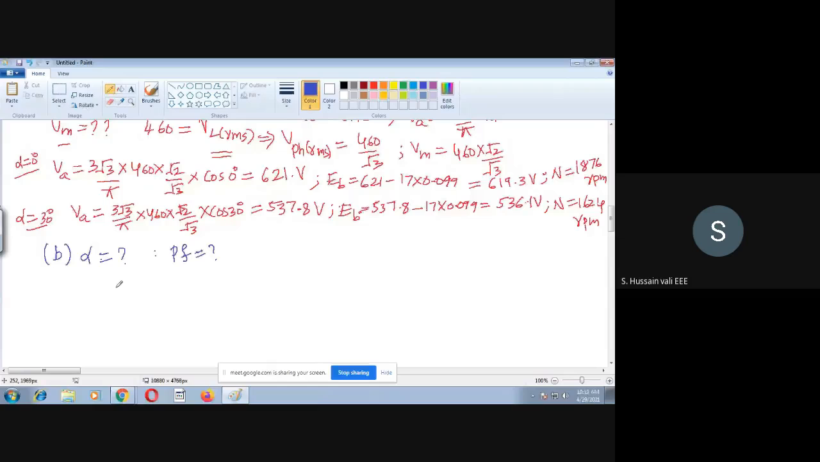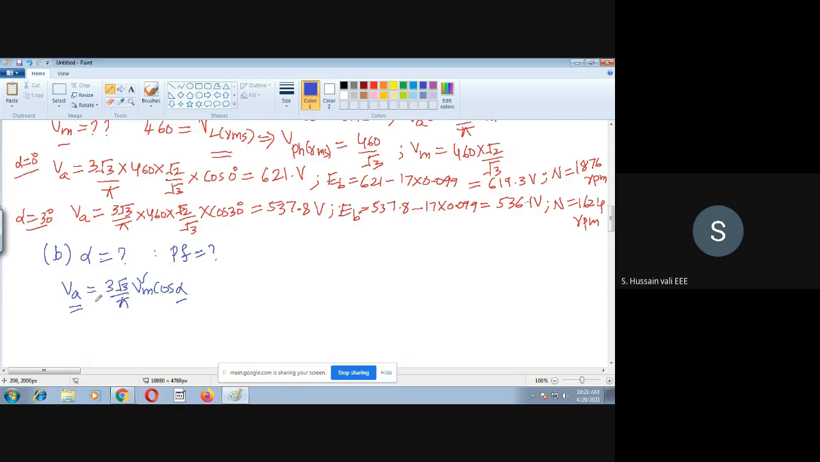To find out alpha, you just recall where you have this. One equation where you find out the firing angle is this: Va equals 3 root 3 by pi into Vm cos alpha. This is the equation which we know. So here you have alpha. In this we know everything. Vm also we know, that is 460 into root 2 by root 3, that we find out. Everything we know. So we need to know what is Va.